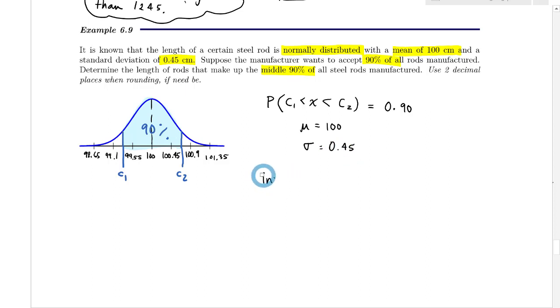So now it's going to give it to us as a set. So the set of C1, C2 is going to be equal to invnorm, area in the middle, right, 0.90, mean 100, standard deviation 0.45, and then we're going to select center.